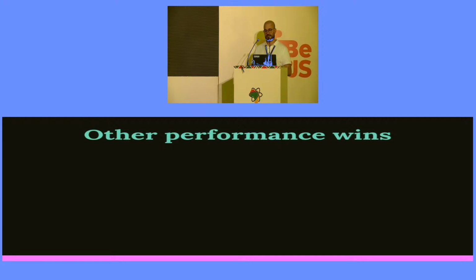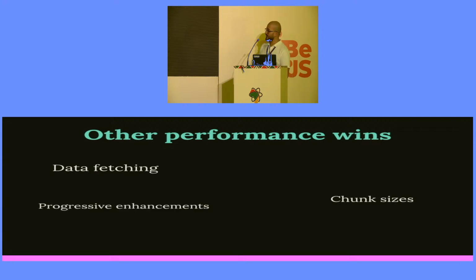Another performance wins you can do, small ones, big ones actually, but small ones that you can think about one by one. Data fetching. React compiler wouldn't fix your data fetching mechanism, so you have to fix it yourself. Chunk sizes. That's something that you need to tackle yourself. React compiler has nothing to do here. Progressive enhancements. Whenever there is a feature supported by one browser but not supported by the other one, that's a great performance enhancement, but compiler has nothing to do for now.